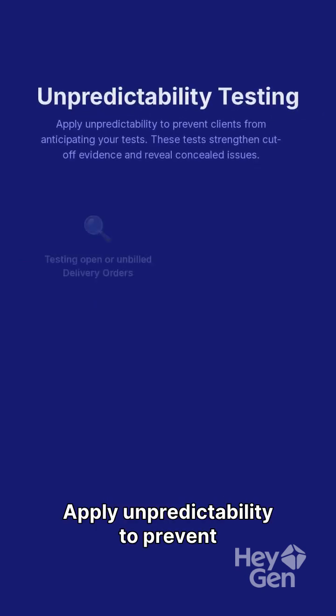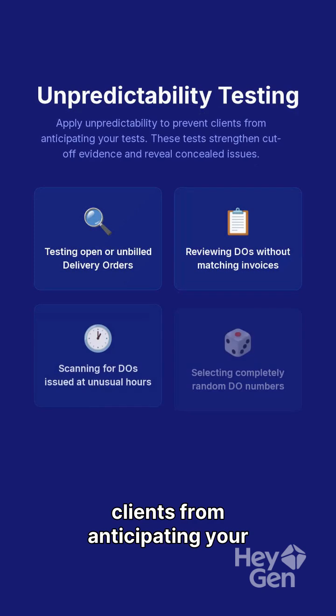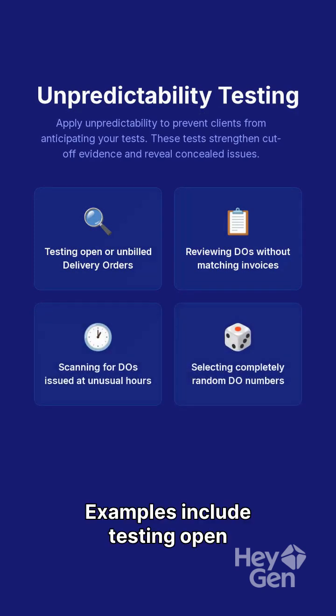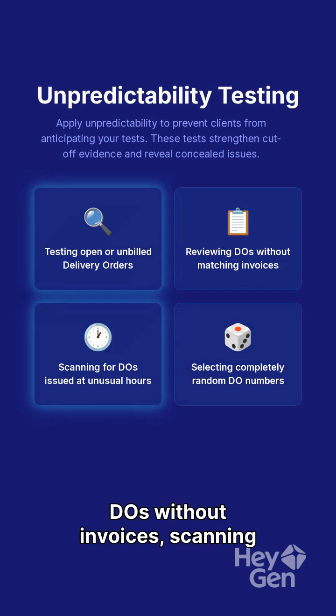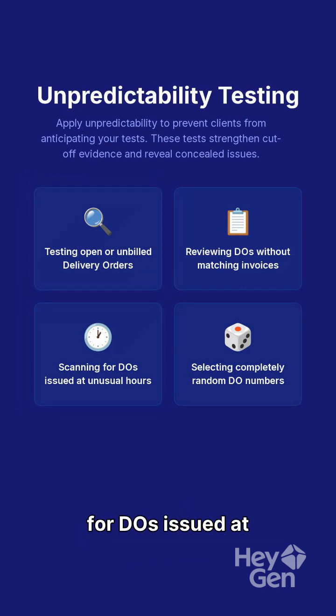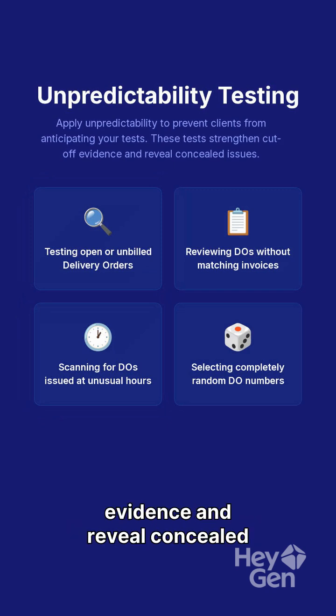Apply unpredictability to prevent clients from anticipating your tests. Examples include testing open or unbilled DOs, reviewing DOs without invoices, scanning for DOs issued at unusual hours, or selecting random DO numbers. These tests strengthen cutoff evidence and reveal concealed issues.